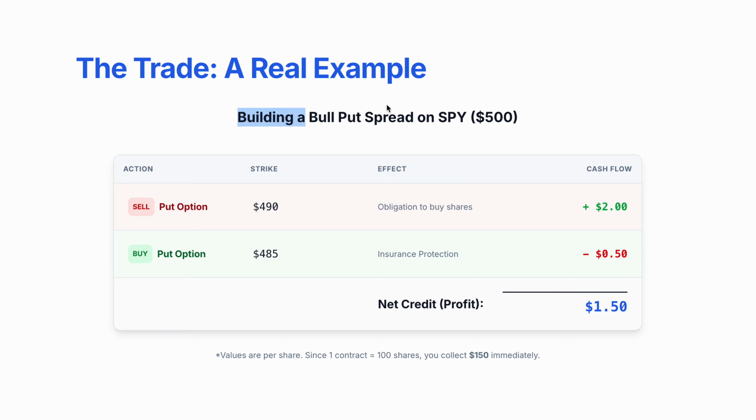So again, let's say we have SPY and it's at $500. And with a spread, you're buying an option and you're also selling another option at a different strike price at the same time. So let's say SPY is at $500 and we decide to sell the put option at $490 and we decide to buy the put option right below it at $485, right? So we're selling this put option for $2. We're buying this put option for 50 cents, which means we're going to get a net credit of $1.50.